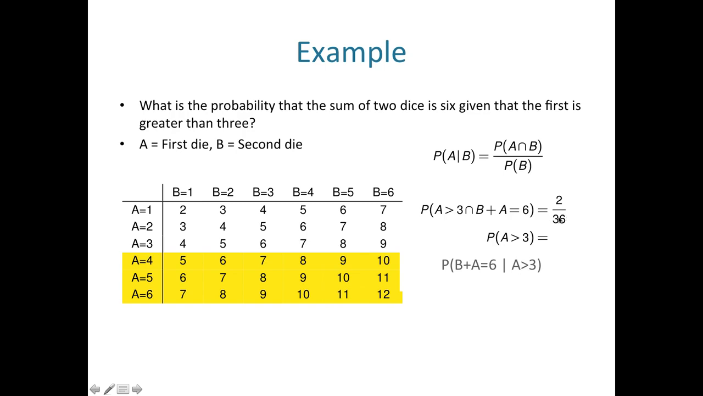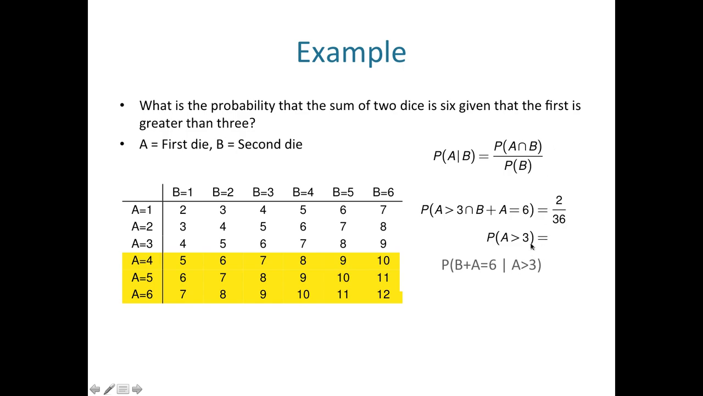Out of all possible 36 events that we have in the table, only 2 follow this condition. Only 2 follow this joint distribution. This again is the numerator here. So the joint distribution of A and B is this one.